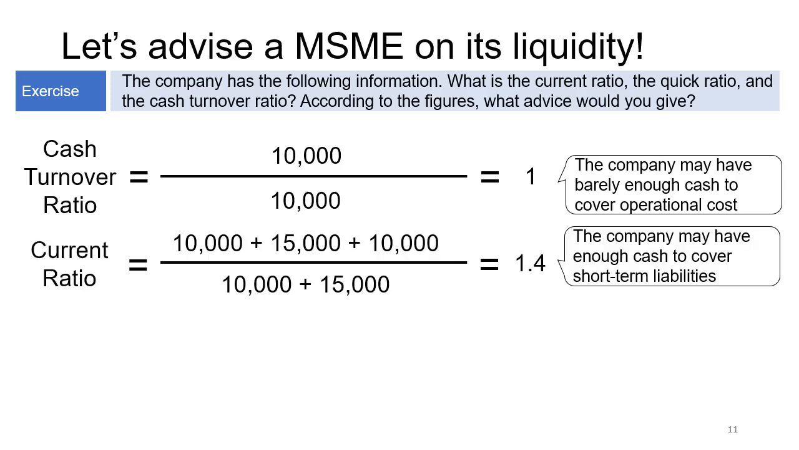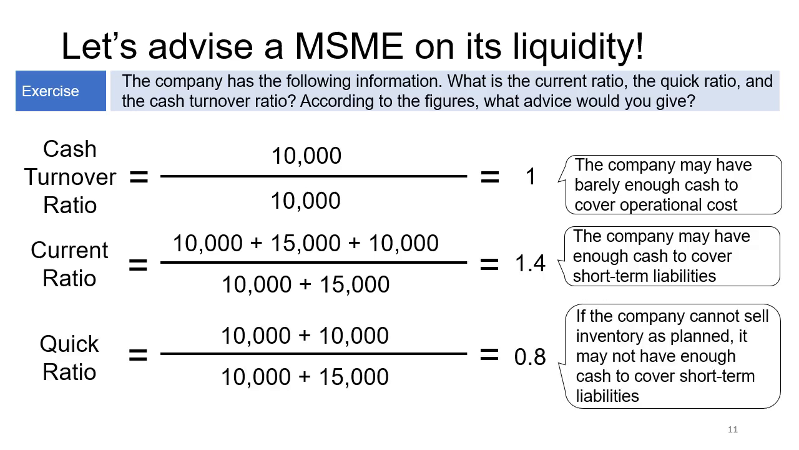Current ratio is 1.4. This means that the MSME has enough current assets to cover short-term liabilities like short-term loans and accounts payable. However, quick ratio is 0.8. So if the MSME cannot sell its coffee inventory as planned, it may run out of cash once short-term liabilities are paid off.